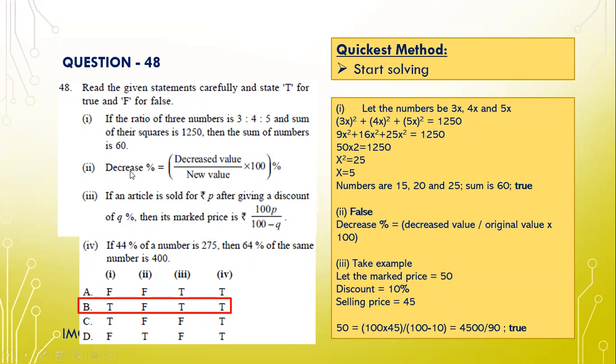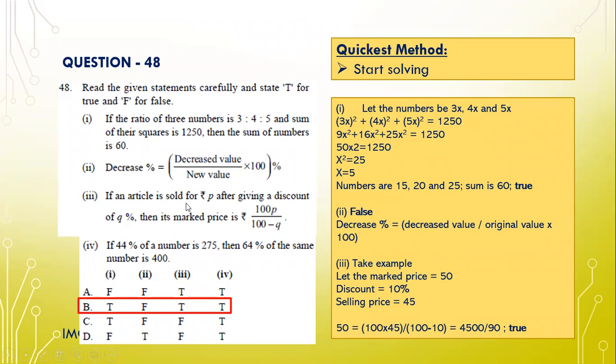Second is, decrease percentage is decrease value upon new value into 100%. No, this is false. Decrease percentage is decrease value upon original value. Everything is computed on the original value, isn't it? Into 100%, isn't it? So second is false.